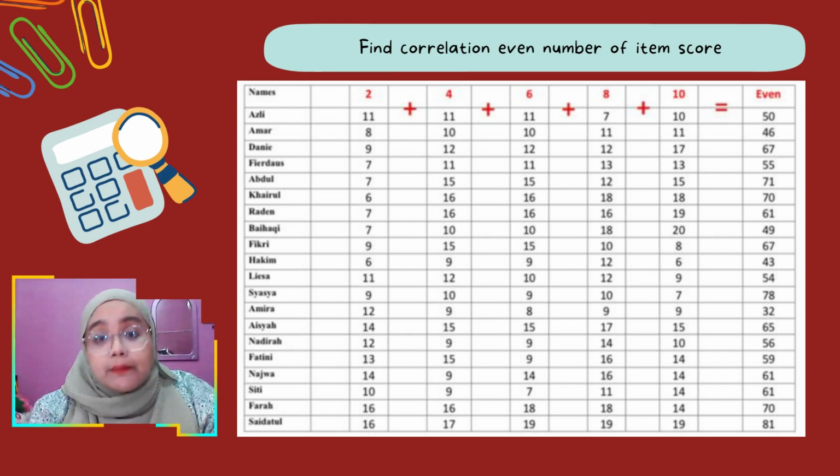Okay, this is an example of how to find the correlation for even-numbered items scored. For example, Azli got 11 marks for question 2 plus 11 marks for question 4 plus 11 marks for question 6 plus 7 marks for question 8 plus 10 marks for question 10, and the total is 15. Amma got 8 marks for question 2 plus 10 marks for question 4 plus 10 marks for question 6 plus 11 marks for question 8 plus 11 marks for question 10, and the total is 56, and so on for another student.